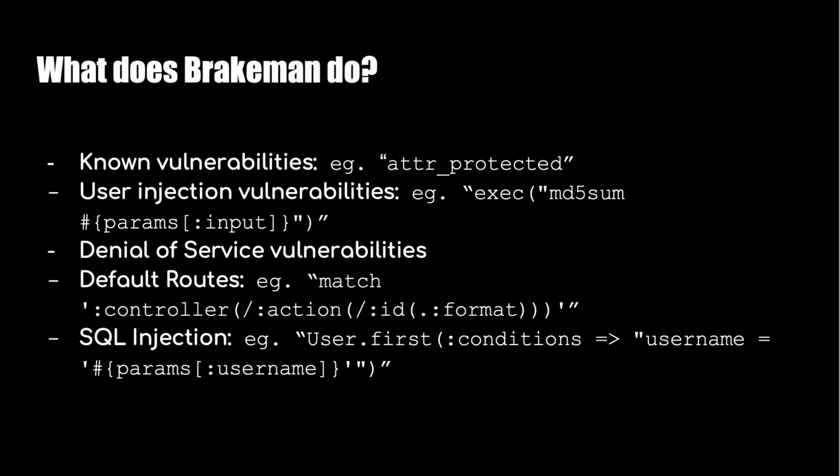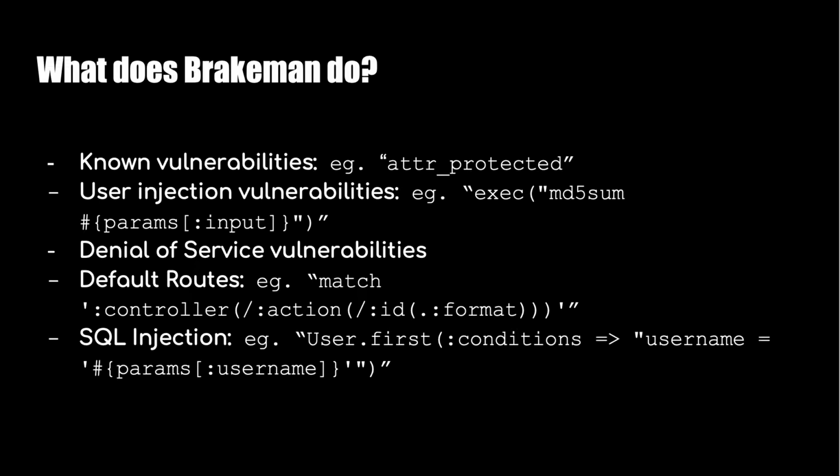Known vulnerabilities are anything in the code that was acceptable for use at one time, but has since been discovered to have flaws. For example, use of the tag attribute protected, or attr_protected, was previously used in many Rails APIs, but has since been deprecated due to a vulnerability to be bypassed.